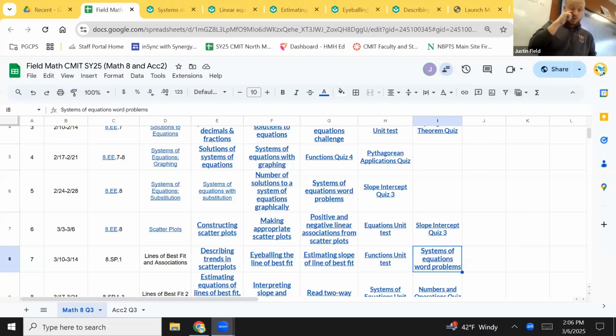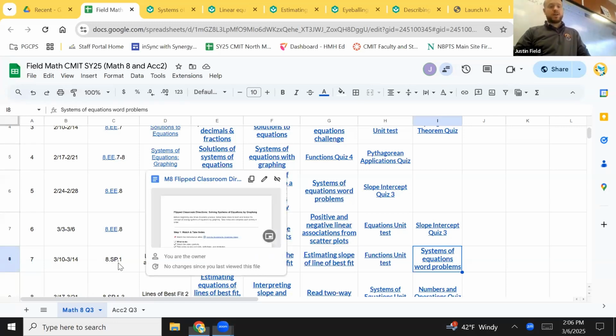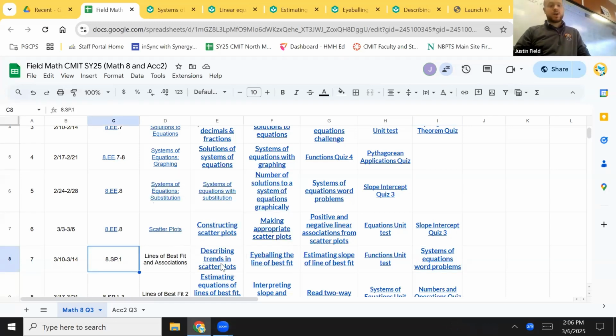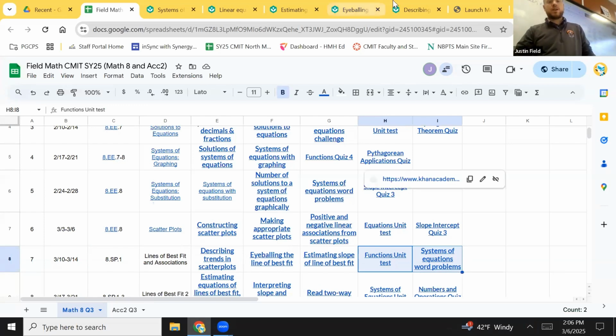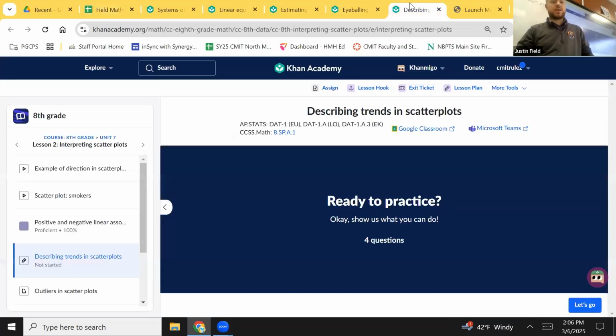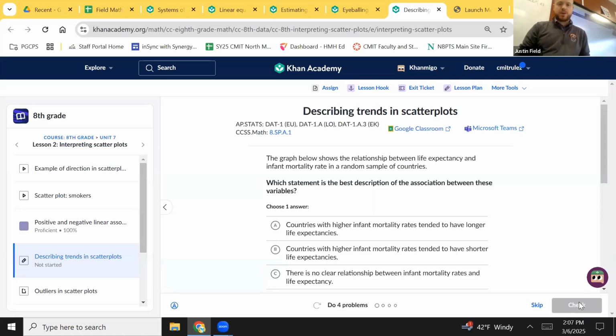Okay, here we go. It is going to be March 10th through the 14th, and we're going to talk about scatter plots again, functions unit tests (we'll go through a few of those if we can), and systems of equations word problems. Both of these are review, but I do think that we're getting more into the actual system and less into people just Googling answers, which was happening before.